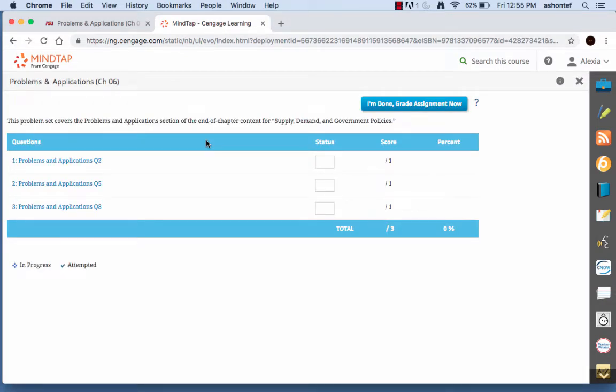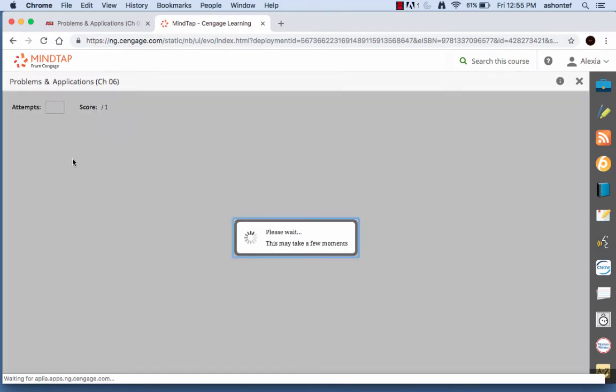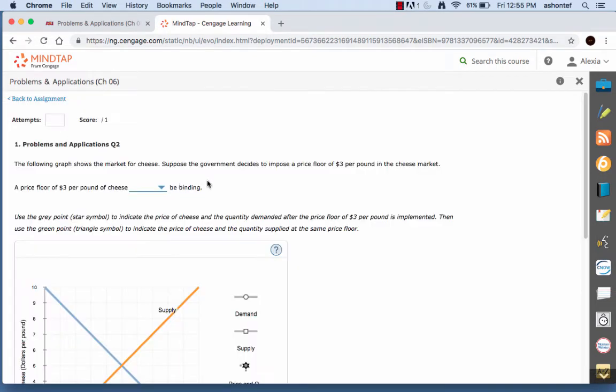artificial price supports. So this is where in the market we reach some equilibrium level, and for whatever reason the government has determined they don't like that equilibrium quantity and price, and so they're going to impose what we call market artificial price supports. So I'm going to pull up question number 1. There's only 3 questions here.